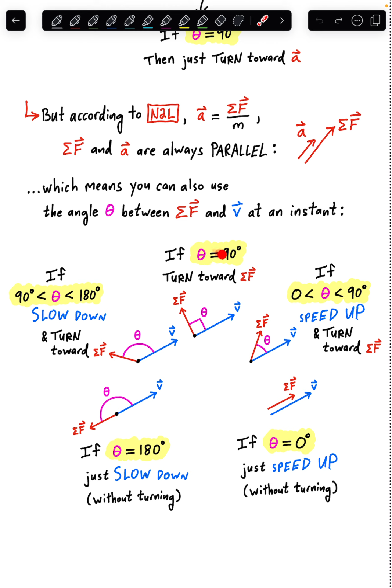If the angle is 90 degrees between net force and velocity, neither speed up nor slow down, simply tilt towards net force. For an acute angle greater than 0 degrees, we'll speed up and turn. And if the angle is 0 degrees, if the force is pushing exactly with the velocity, then we'll simply speed up without turning.